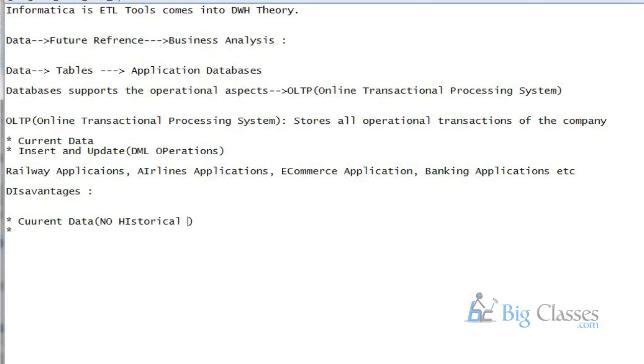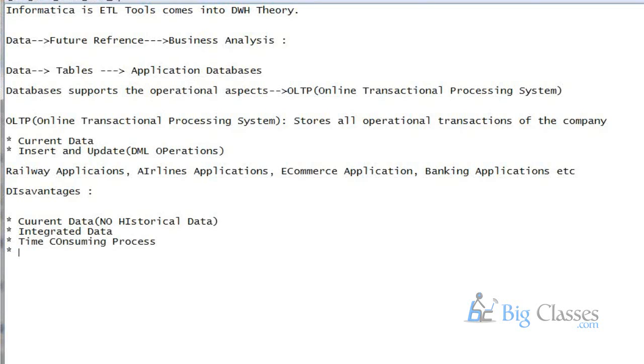No historical data. Second one is no integrated data is present. So integrated data is not present in the OLTP system. And if you want to analyze the business also, it's a time consuming process.